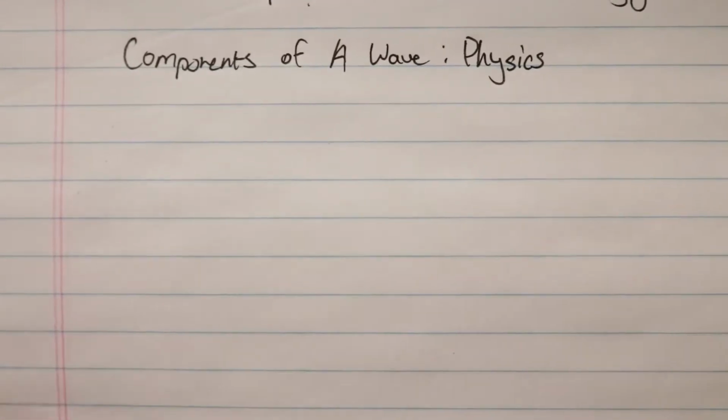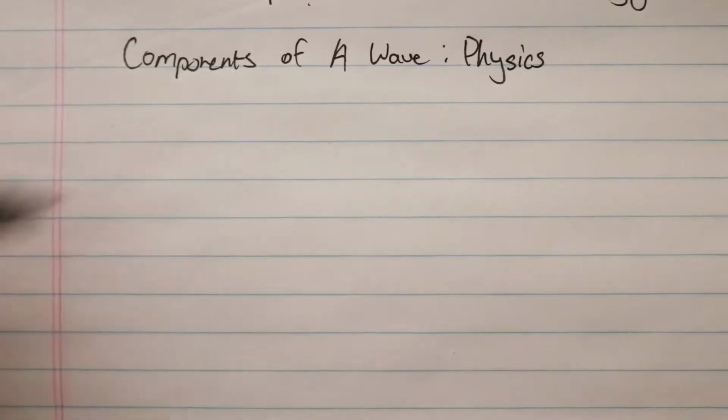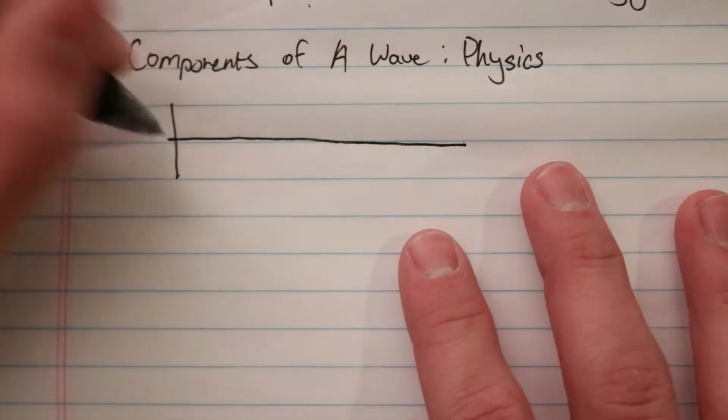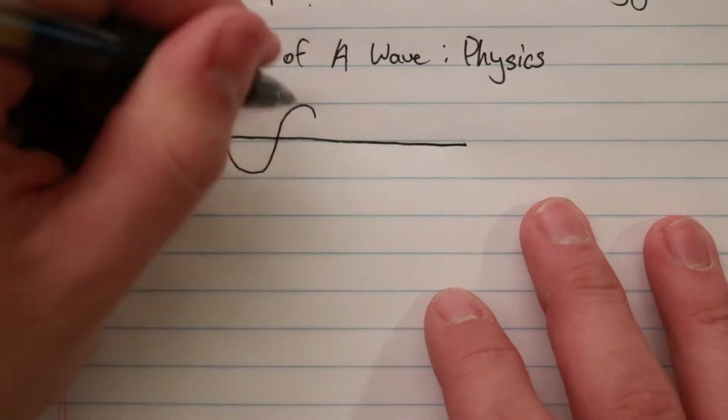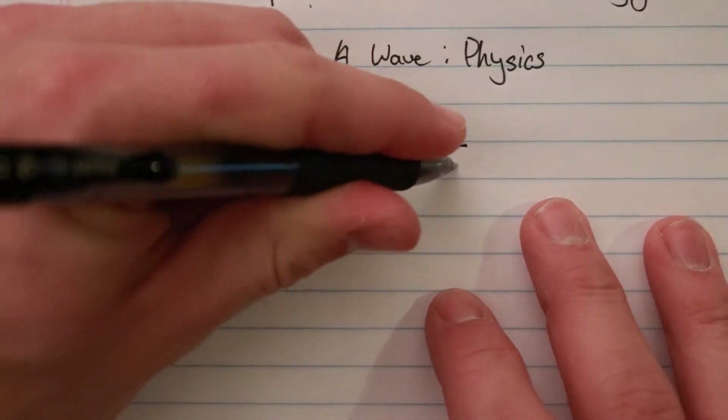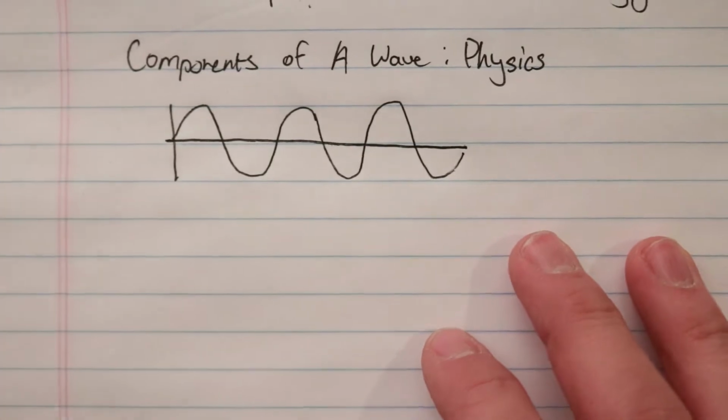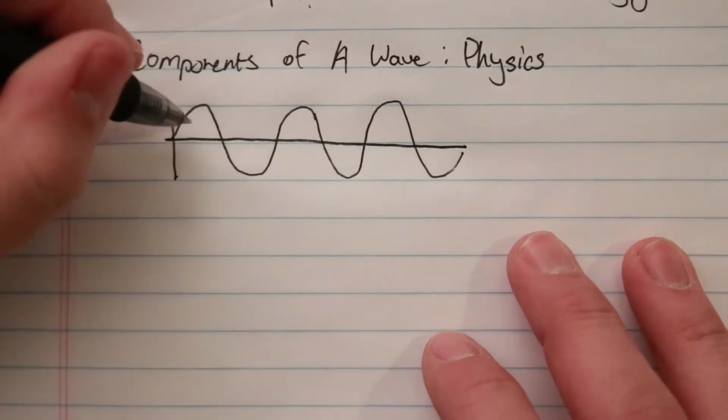Alrighty, so today I'm talking about components of a wave. First I'm going to draw a standard transverse wave. So it goes up and down and up and down and up and down, looking very similar to an oscillation. So it's going to have a lot of components to it.